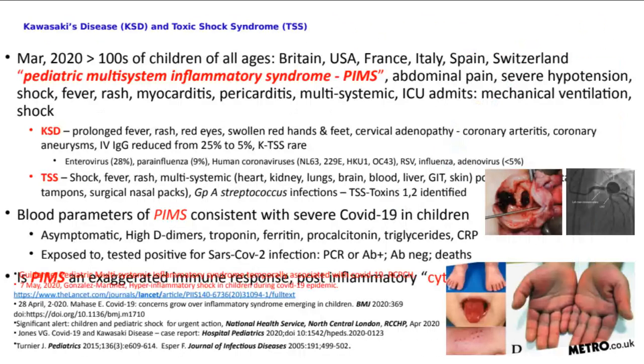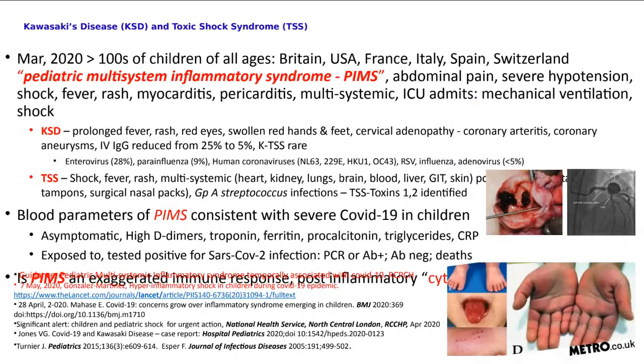And then along comes Kawasaki disease and toxic shock syndrome. Somewhere in the beginning, in the UK, there were hundreds of cases, hundreds of children of all ages being reported in Britain, United States, France, Italy, Spain, and Switzerland with what they call the pediatric multisystem inflammatory syndrome. These children were presenting with abdominal pain, severe hypotension, shock, fever, rash, myocarditis, pericarditis, a multisystemic presentation with intensive care unit admits, with mechanical ventilation and shock.